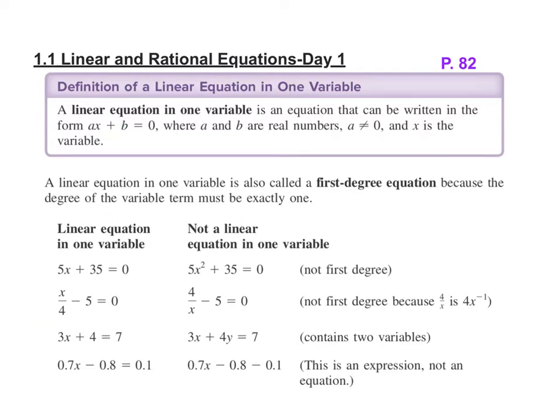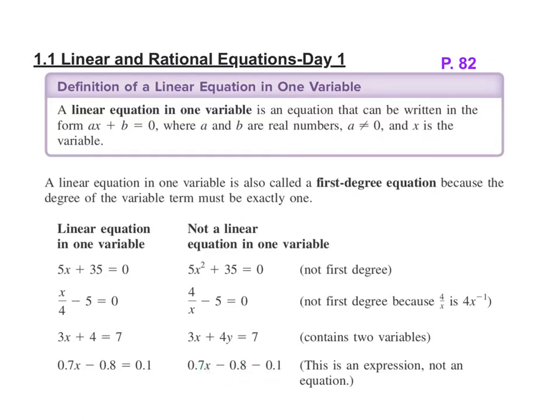And so on the left here, these are all examples of linear equations in one variable. There's only one x. It's always to the first power. Some things that you see on the other side that aren't: x is raised to a power other than 1, so it's not first degree. When you have an x on the bottom, it really means x to the negative 1. So then again, it's not raised to the first power. This one has 2 variables. And this is not even an equation. This is just an expression.